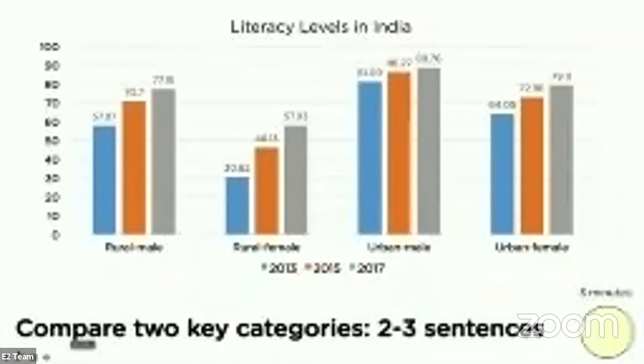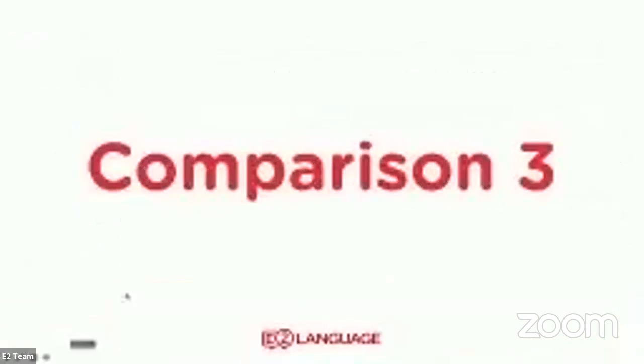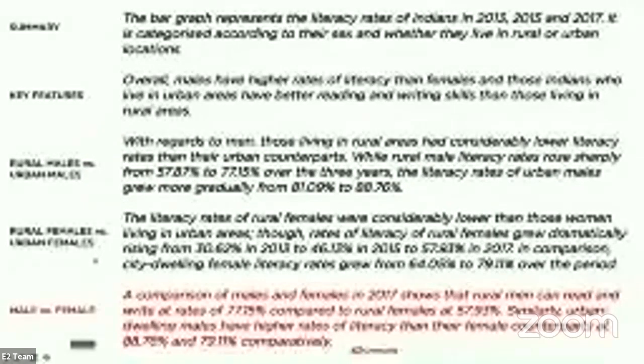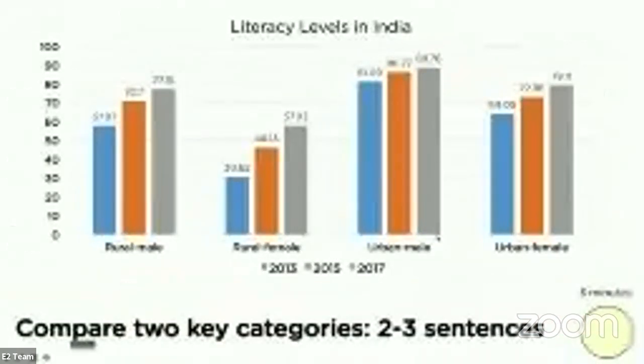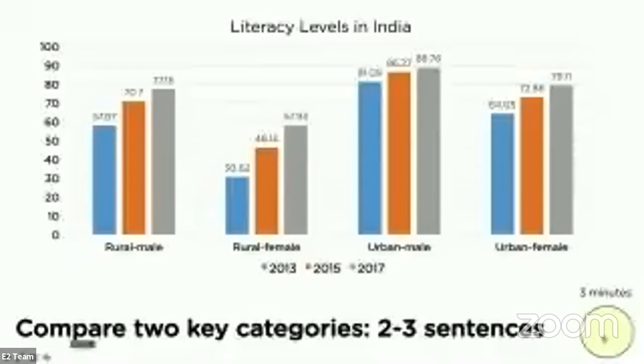So let me go back and quickly read you my paragraph so you know what I'm talking about. A comparison of males and females in 2017 shows that rural men can read and write at rates of 77.15% compared to rural females at 57.93%. Similarly, urban dwelling males have higher rates of literacy than their female counterparts at 88.76 and 79.11% comparatively. Your turn. I want you to do a comparison just for the year 2017 between the men and the women.